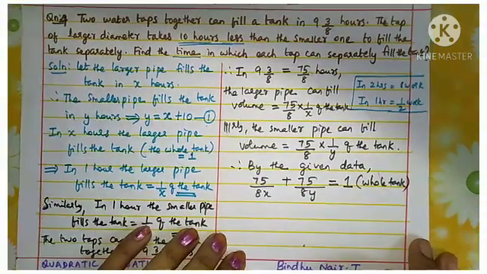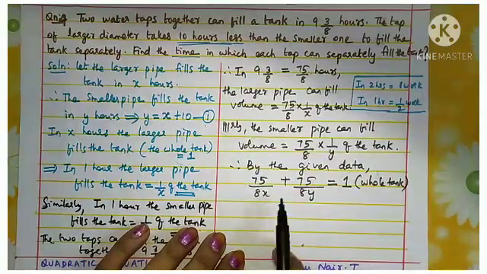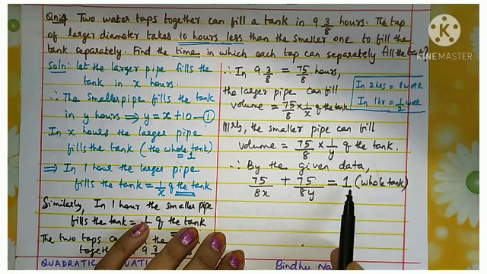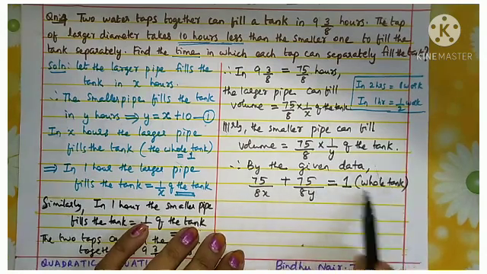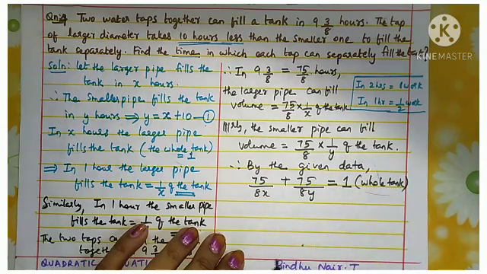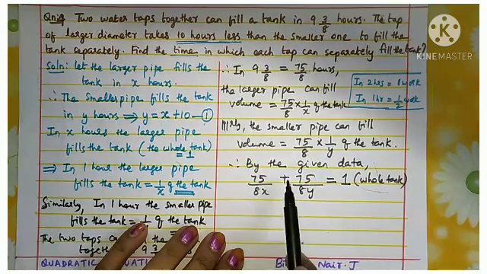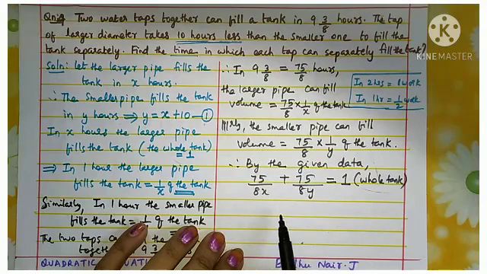Okay, now we found the total volume filled by the smaller pipe and the larger pipe, equal to 1. Equal to 1 means that together the two pipes are filling the whole tank. That whole quantity we are taking here as 1. Now we need to simplify this. This is the equation actually. Now we need to proceed with the steps to get our required quadratic equation.